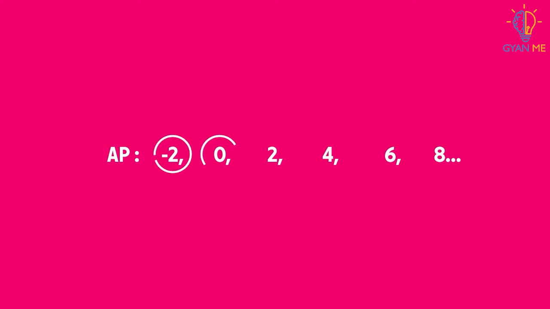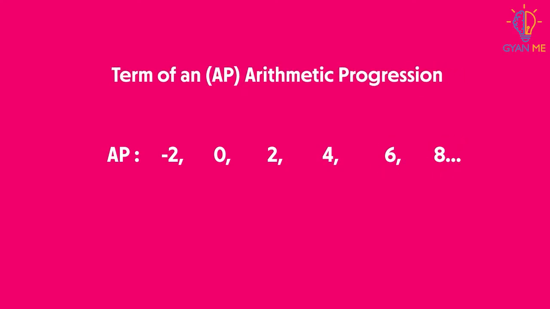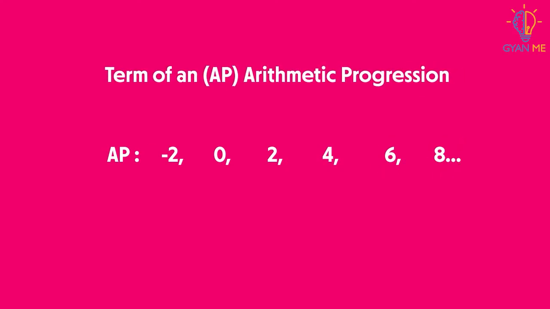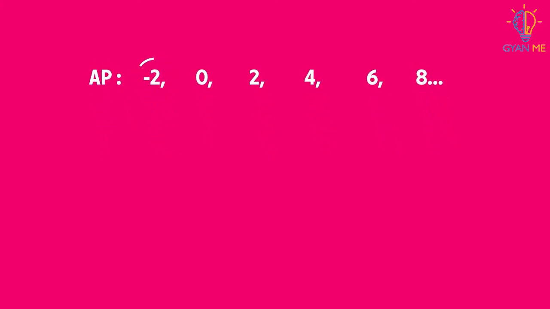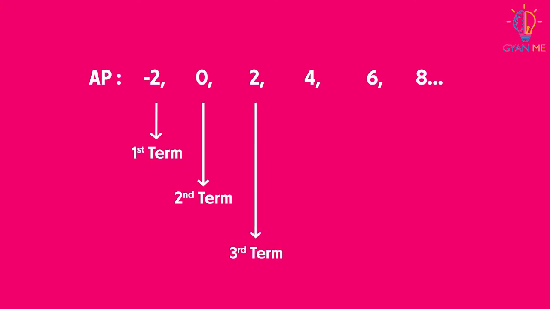Recall that each number or element in the sequence is called a term of the AP. The element or number in the first position is called the first term. Say here, the first term is -2. The element or number in the second position is called the second term. Here it is 0. And what about the third term? Correct, it will be 2.